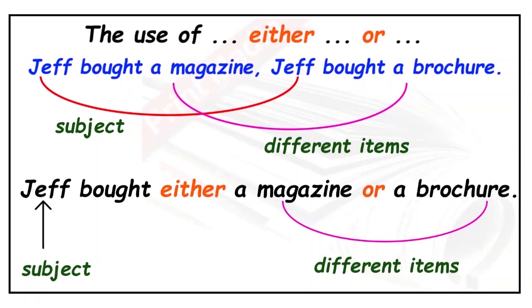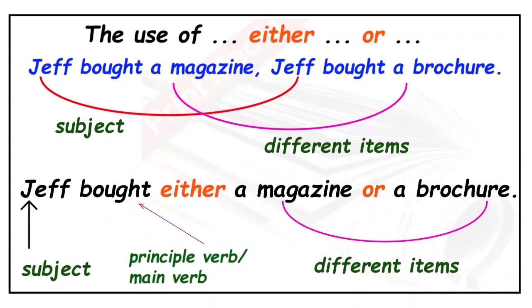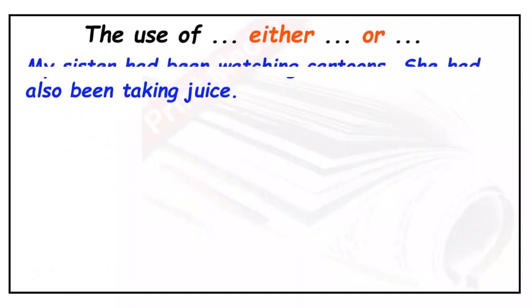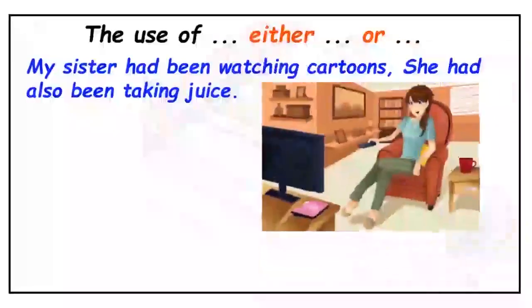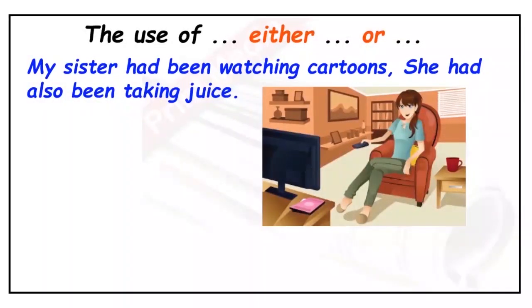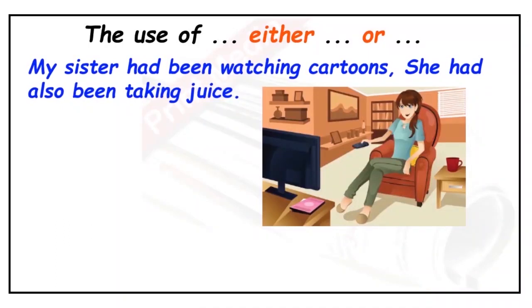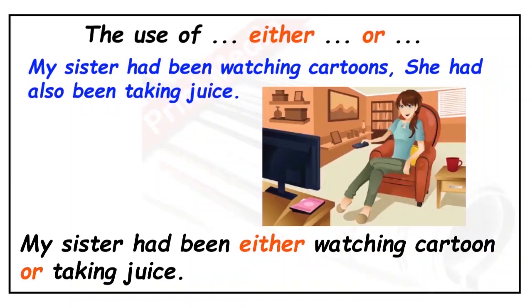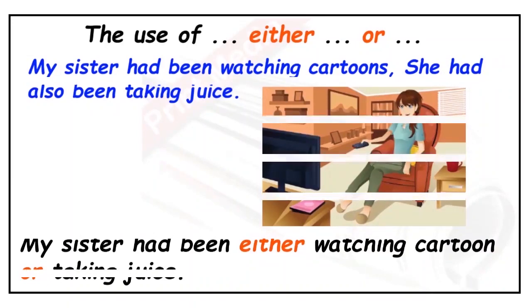That's why I said in past simple tense, after mentioning the first subject, you bring directly the main verb or the principal verb. We have another example, my dear viewer. My sister had been watching cartoons. She had also been taking juice. The answer here will be, my sister had been watching either cartoons or taking juice.